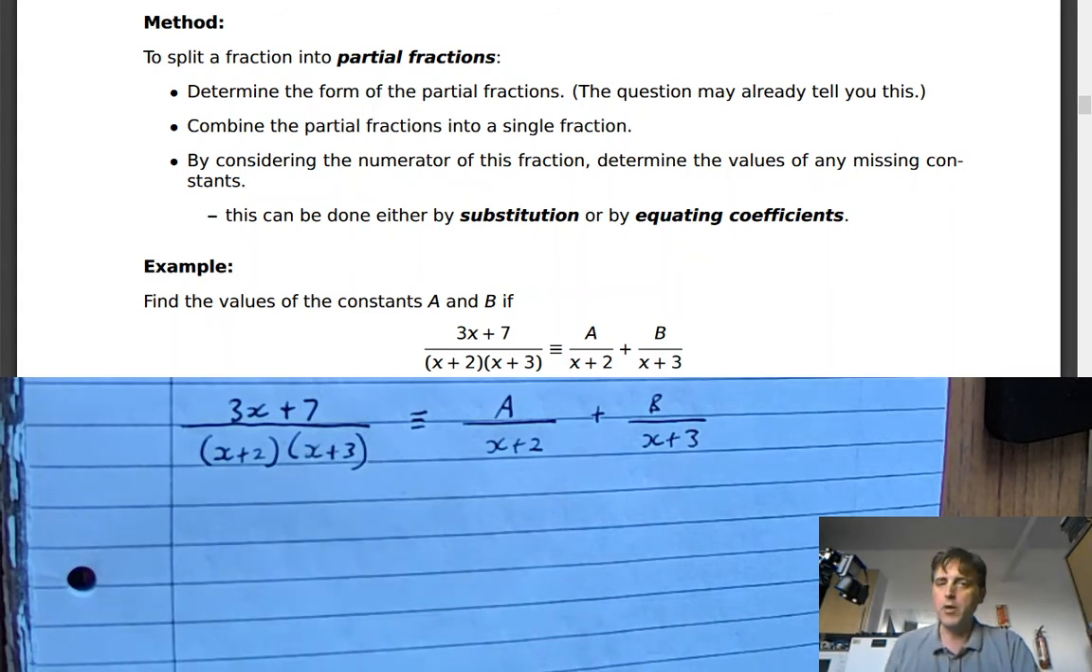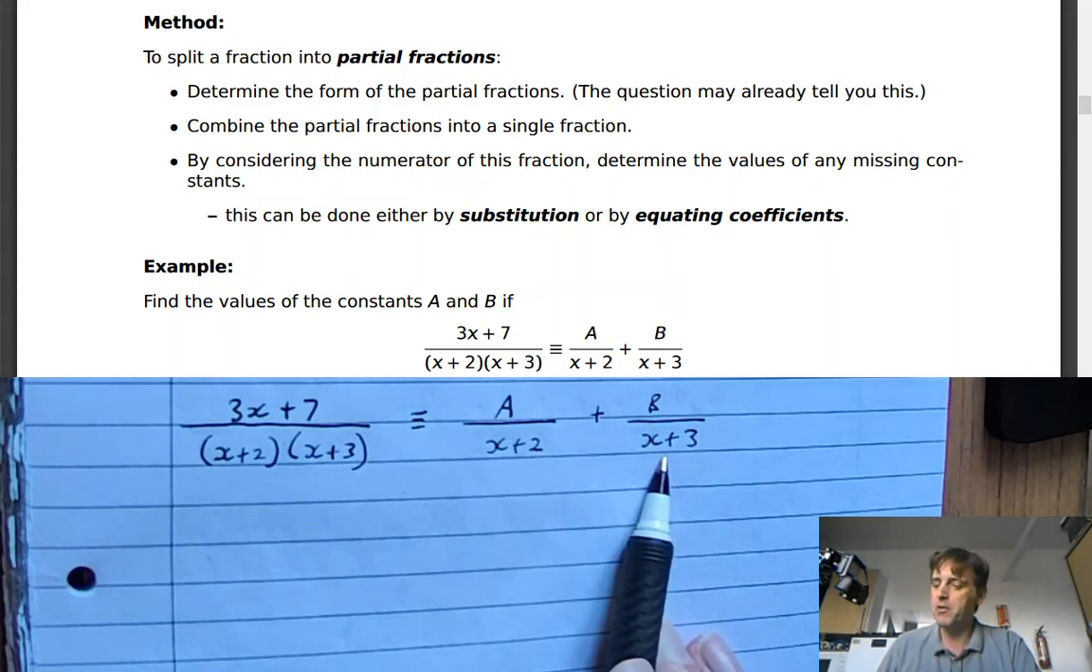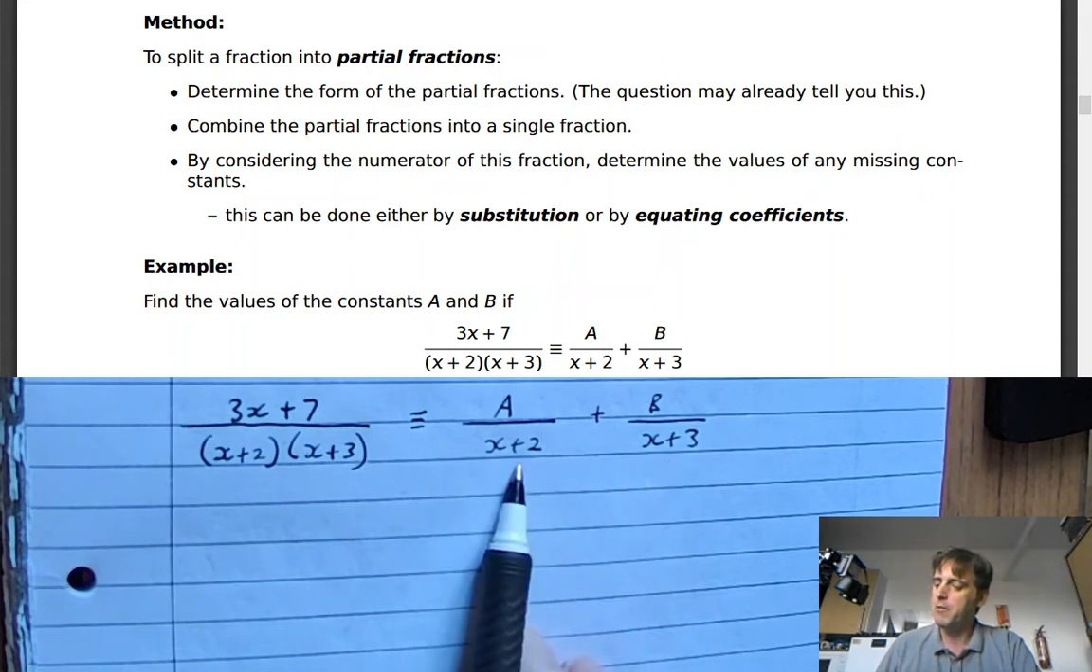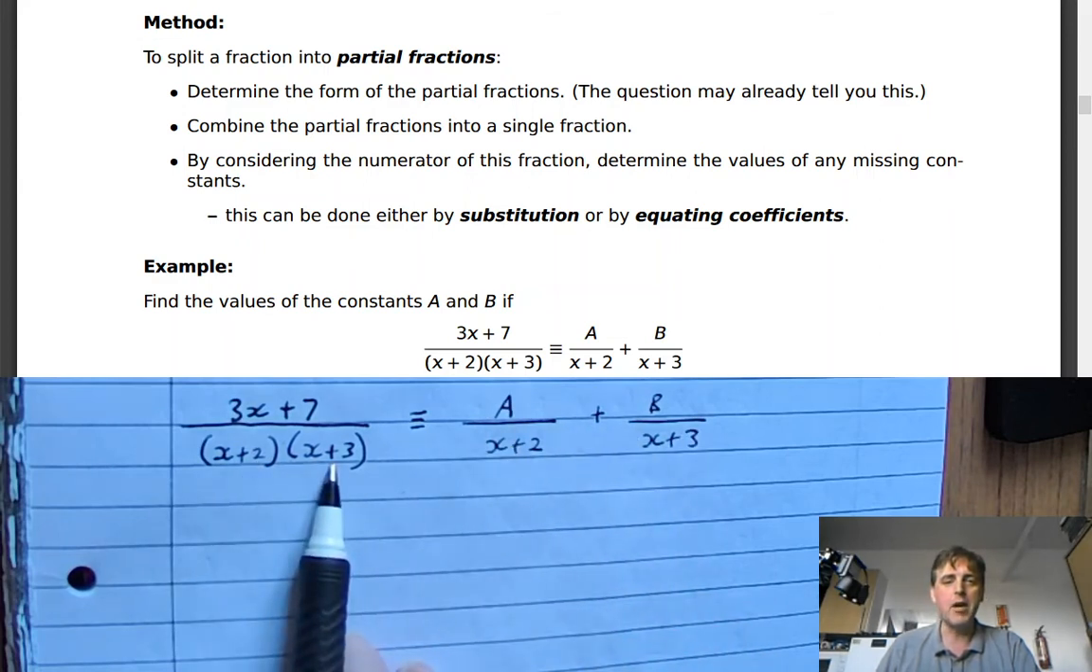So let's look at the instructions then. The first thing it says, determine the form of the partial fractions. Well, actually, this is the form of the partial fractions. We've got two separate fractions with these two denominators. And the reason those are the two denominators is because when we combine these two fractions together, that's the denominator we're going to get over here, which matches up with this. So that's the first part of the process.